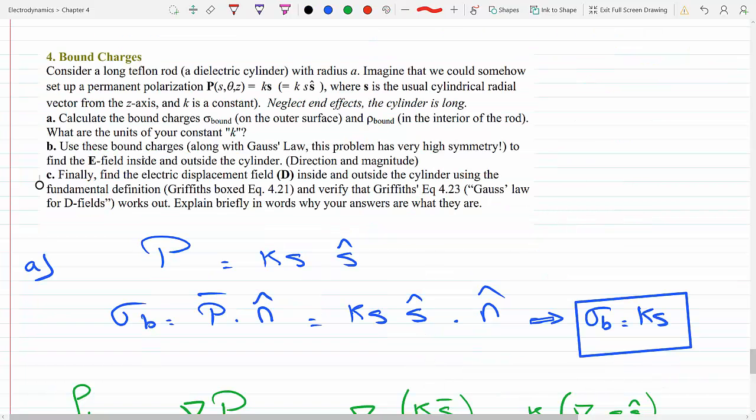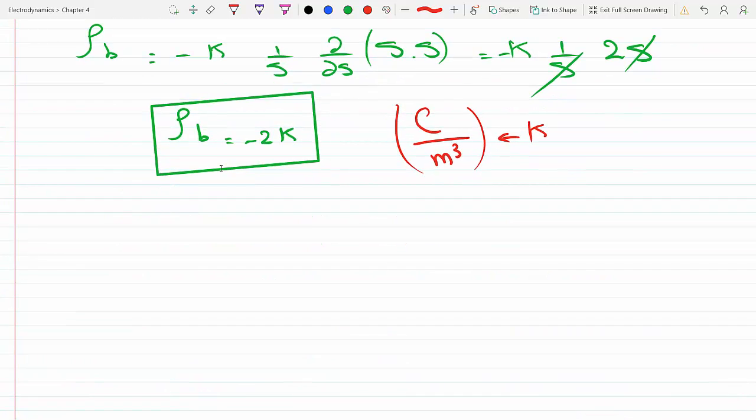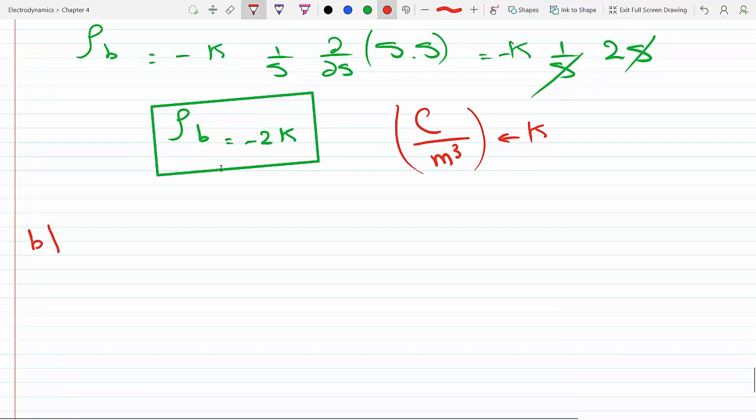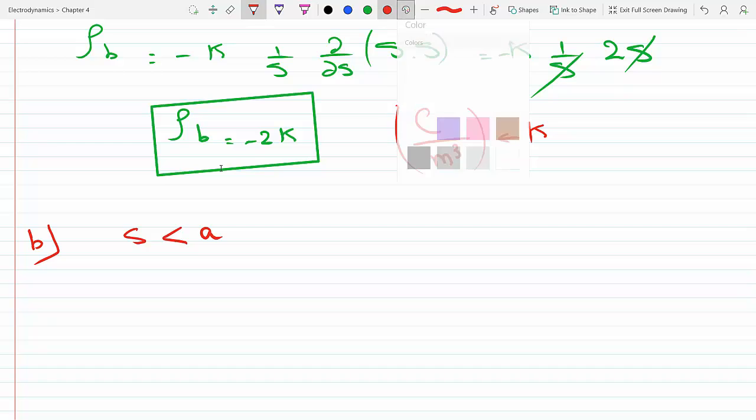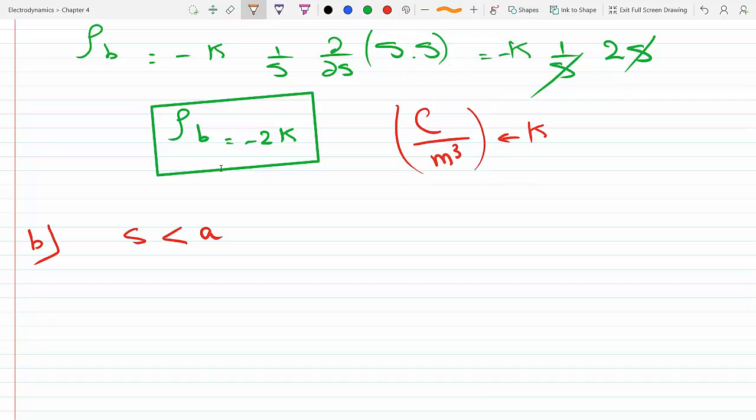Okay, so now we gotta use the bound charges with Gauss's law to find the electric field inside and outside the cylinder. For that we would need the amount of charge enclosed if I were to take a Gaussian surface. So let's start inside where S is less than A, and we're gonna consider a Gaussian surface of length L.